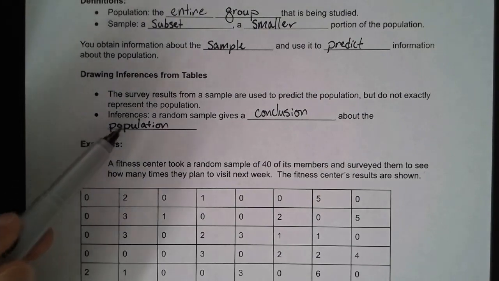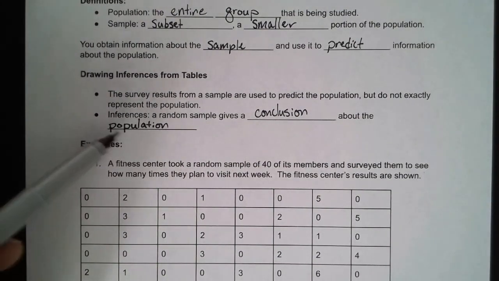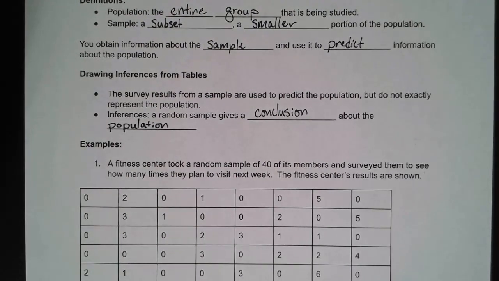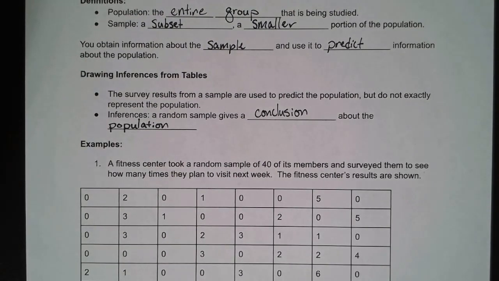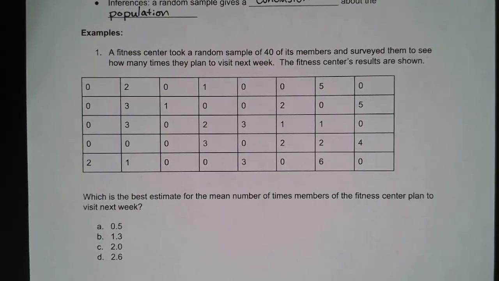And then it says inferences. A random sample gives a conclusion about the population. So if we're taking an inference, then we are using our sample to draw a conclusion about the population. So let's look at this first example here.